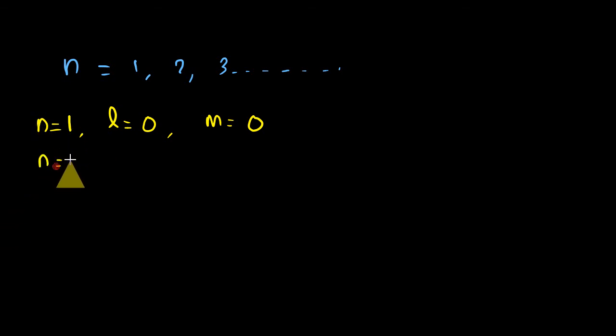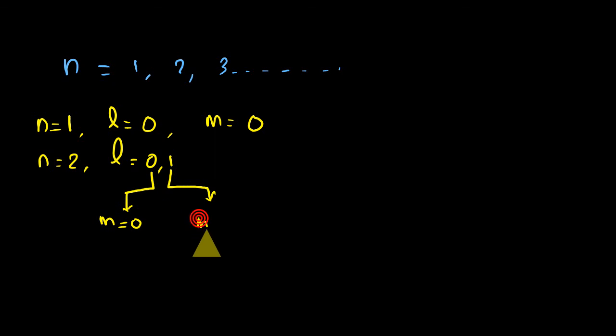And when n is equal to 2, L is equal to 0, 1, that is 0 to n minus 1. And the m value depends upon the L value. When L is equal to 0, the m value is equal to 0. When L is equal to 1, then the m values are minus 1, 0, plus 1. Right? So now you know how to establish the values of n, L, and m.